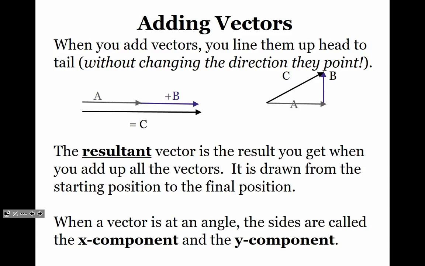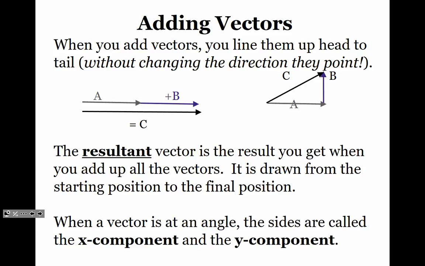Well, it's important to introduce right here that our resultant vector is the result that we get when we add up all of our vectors, and it is drawn from the starting position to its final position. So if you look at C, we started at the end of A's arrow, or A's tail, and it draws all the way to the head of B. So that's the resultant vector. The resultant vector for the triangle over here is basically the hypotenuse, C.